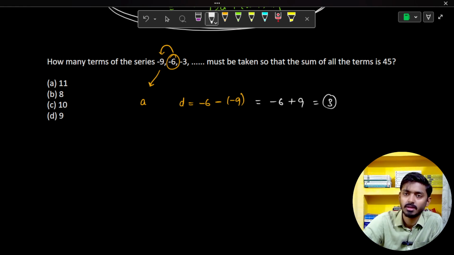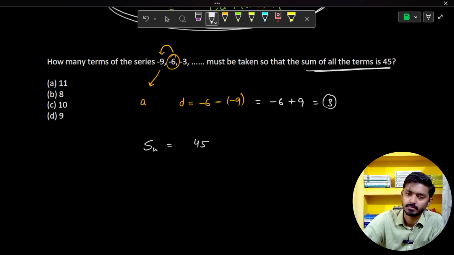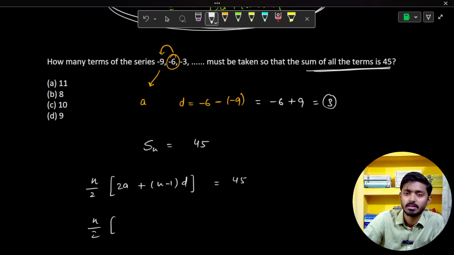Alright. You are also given that the sum of all terms is 45. We will say Sn given is 45. The formula for Sn is n by 2 times (2a plus (n minus 1) into d), which equals 45. Put the values in here. N by 2. The value for a is minus 9. 2 times minus 9 would be minus 18, plus (n minus 1), and the value for d is 3, equals 45.